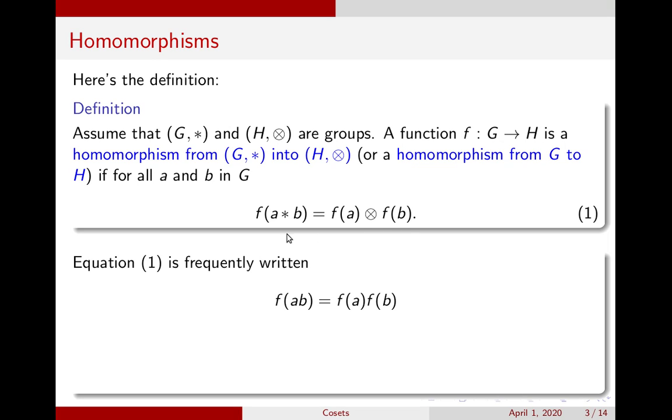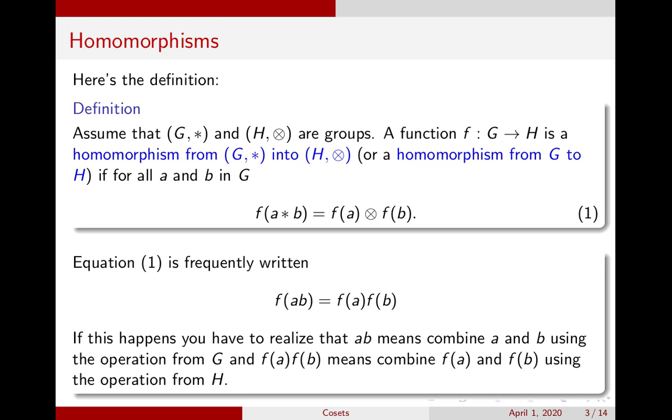We frequently write this as f of ab equals f of a, f of b. In fact, our book always does that. But if this happens, you've got to realize that the a times b on the left-hand side means that we're combining a and b using the operation star from G. And on the right-hand side, we're combining f of a and f of b using the operation from H. So at least for this set of slides, we won't be doing this.